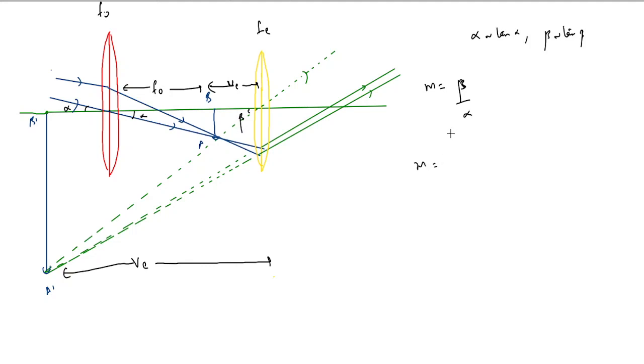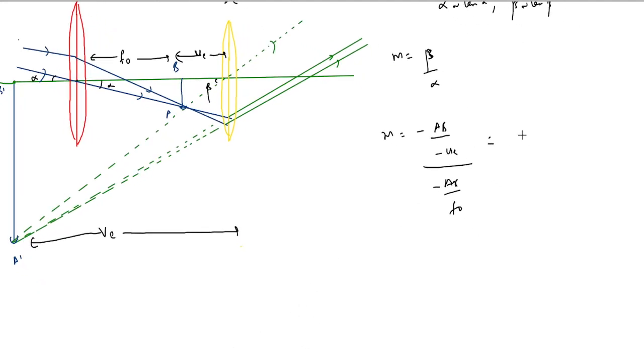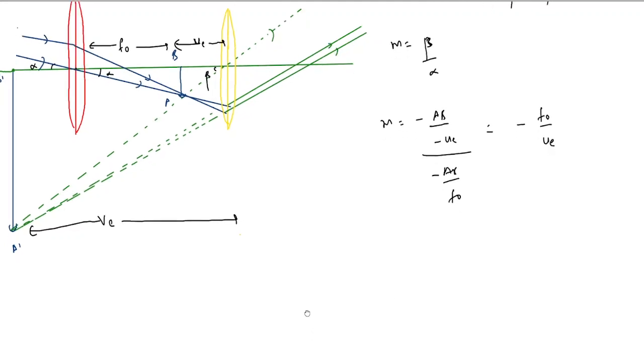So M is equal to tan beta, which would be minus of H, say we'll call it HI, or just call it minus of AB by sign convention, by minus of UE, by alpha, which would be minus of AB by F naught. Again from here, if you rewrite this, AB gets cancelled, and what you get is F naught by UE is what M is.